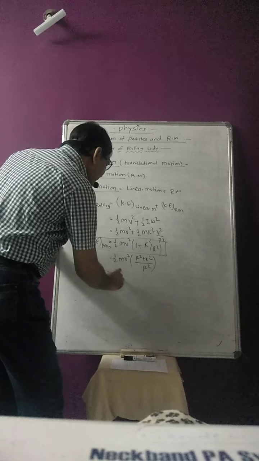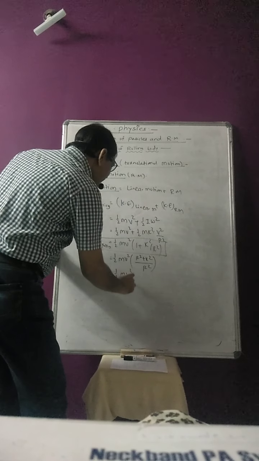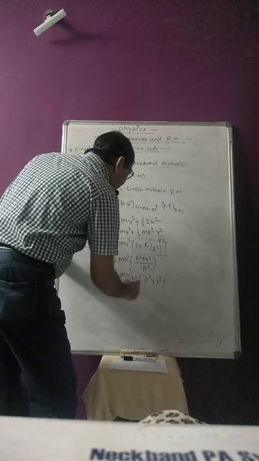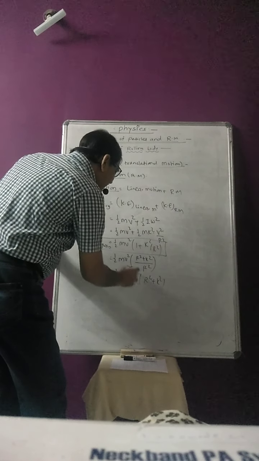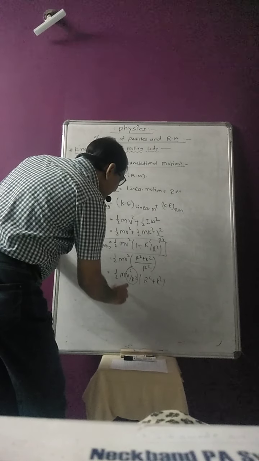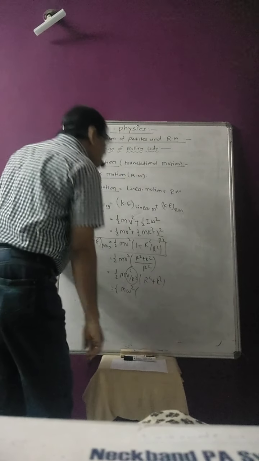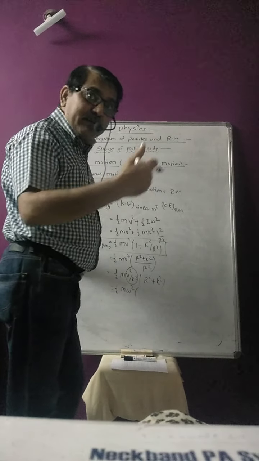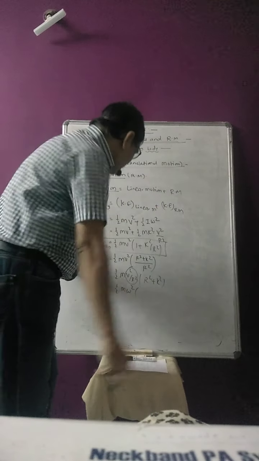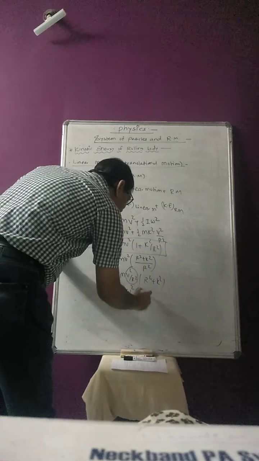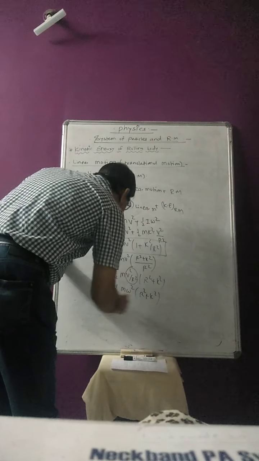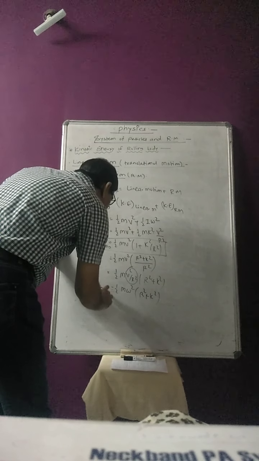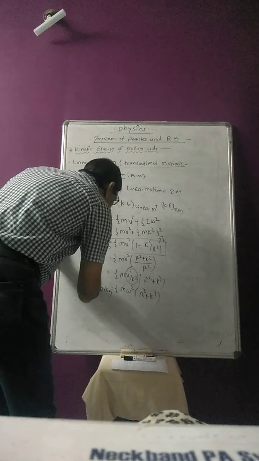If I take r square out, then 1/2 m v square by r square times r square plus k square. And you know v square by r square is nothing but omega square, because v is equal to r omega, omega is equal to v by r, so therefore v square by r square is equal to omega square. So that is equal to r square plus k square. This is the second formula for calculating the kinetic energy of a rolling body.